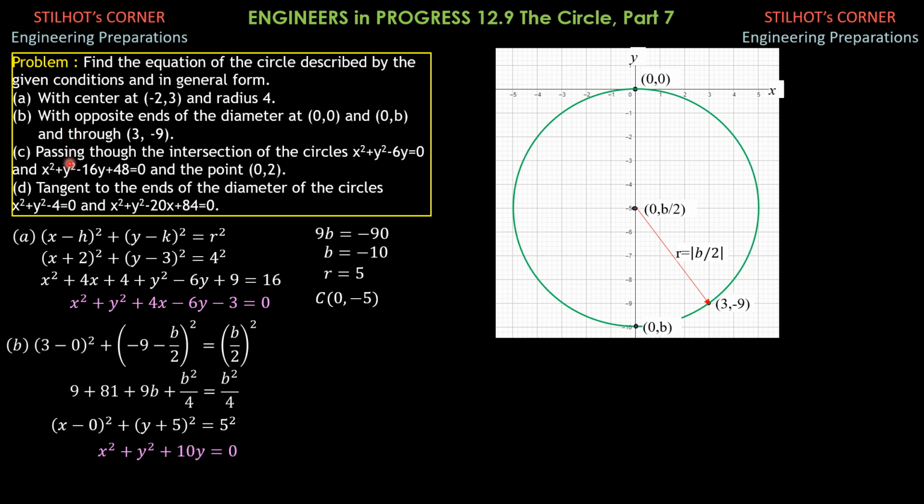Then part C, passing through the intersection of the circles x square plus y square minus 6y equals 0 and x square plus y square minus 16y plus 48 equals 0, and the point 0, 2. So let's transform this to standard form so that we can sketch the graph and find the center and radius, as well as this. Although the radius is obviously 3 for this, if we apply the formula which I derived in the preceding videos.